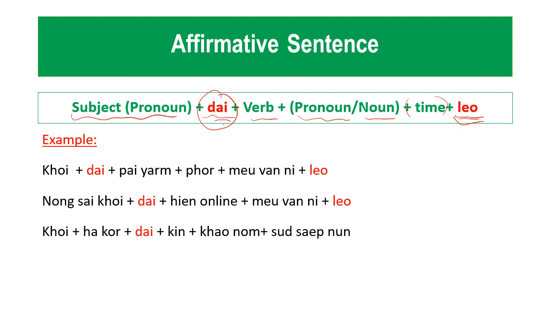Let's see the example here. Koi means I. Dai. ไปยาม means visit. พ่อ means dad. คอยได้ไปยามพ่อเมื่อวานนี้ แล้ว. เมื่อวานนี้ means yesterday. So I visited dad yesterday. I completed or finished. I went to visit dad yesterday.